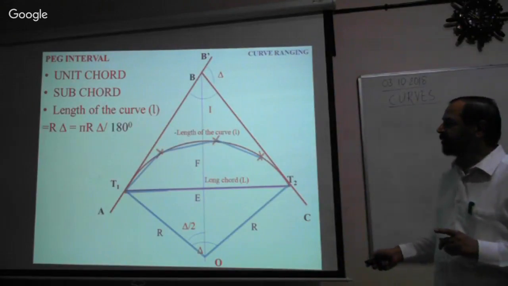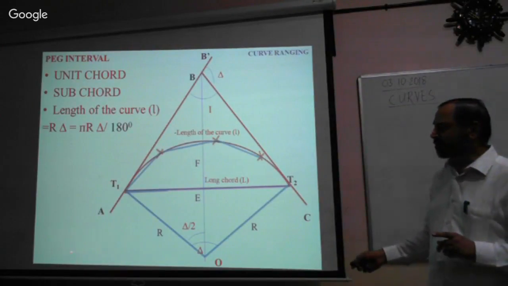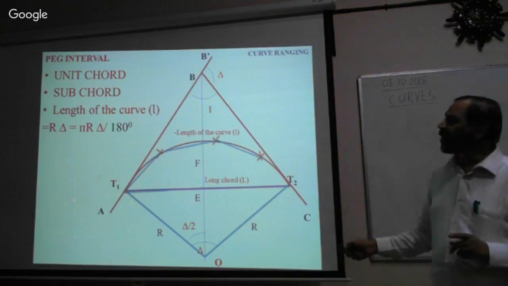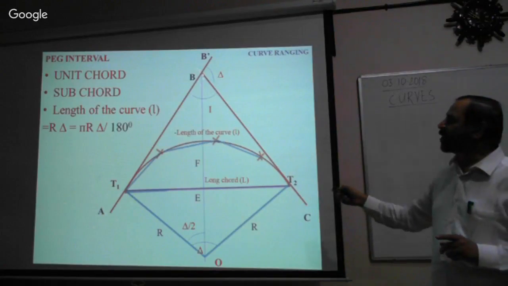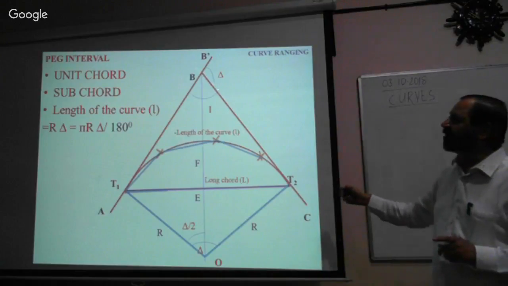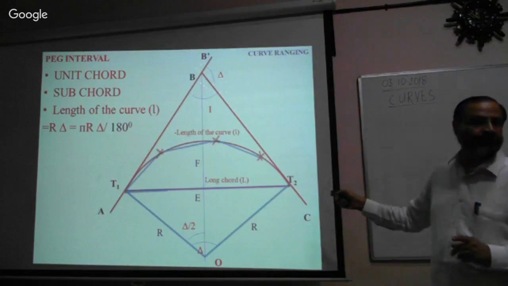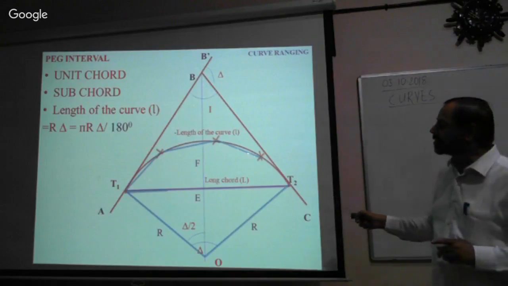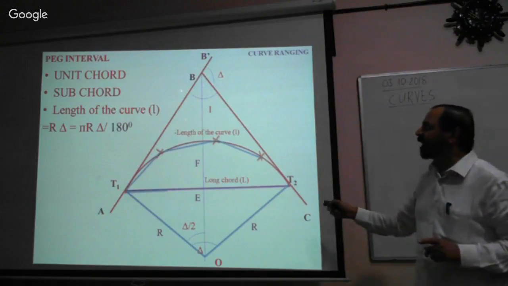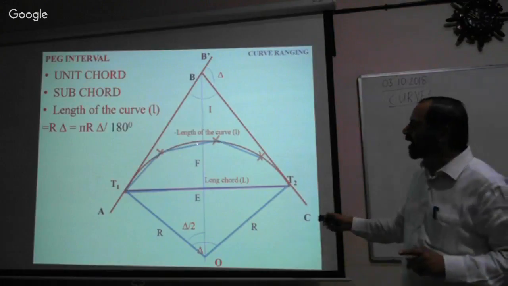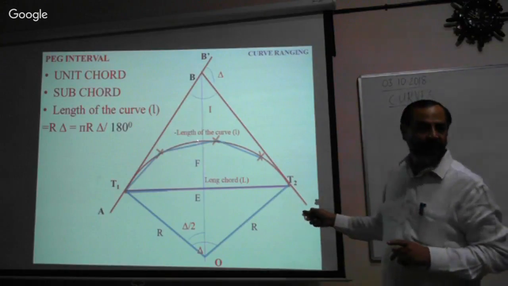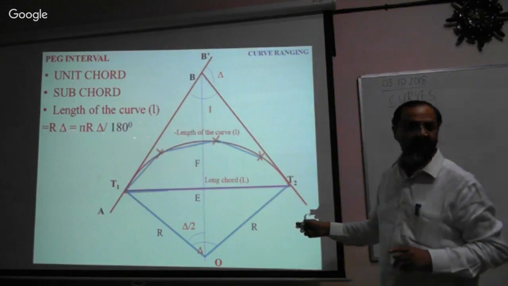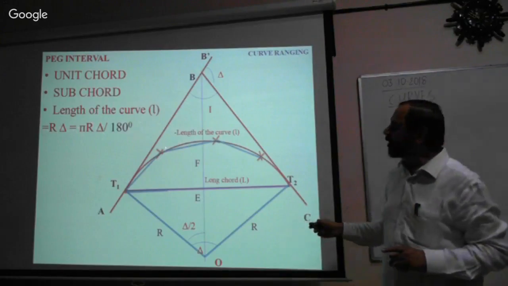Now see. We are traveling, moving from here, and we have reached this point. Now we are changing the direction. This is the deflection angle. Now this is the curve introduced. We know how to calculate the tangent length, and we know how to calculate the length of the curve.